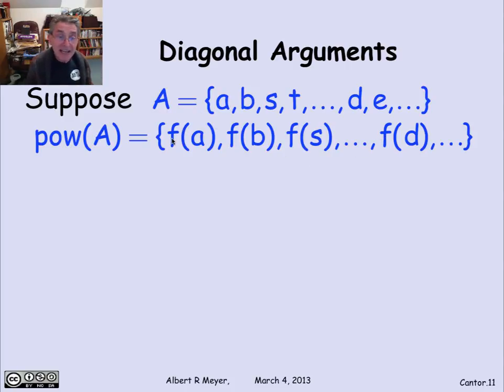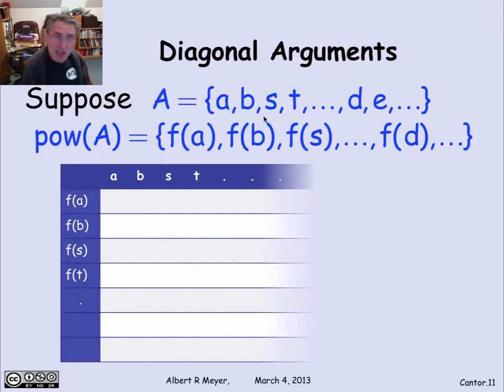And suppose I had a setup like this. I'm going to draw a matrix that looks like the diagonal matrix, and we're going to extract the diagonal set and discover that that diagonal set is not one of the Fs. It's not F of anything, which means that F is not going to be a surjection.